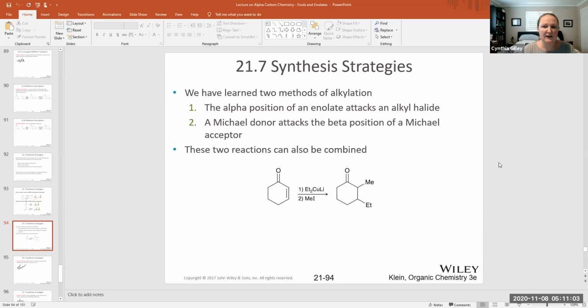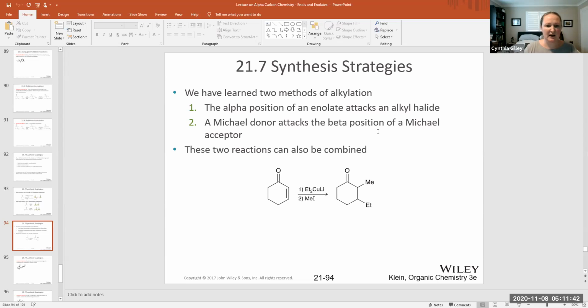Recall that we have learned how to do a couple of different alkylation reactions in this chapter. We can alkylate the alpha position of an enolate using an SN2 reaction with an alkyl halide. And we can also do Michael reactions. Michael reactions also involve the alkylation of the alpha position, but specifically we end up doing conjugate addition, or the nucleophilic attack, not on an alkyl halide but on what's called a Michael acceptor, and specifically the beta position of the Michael acceptor.